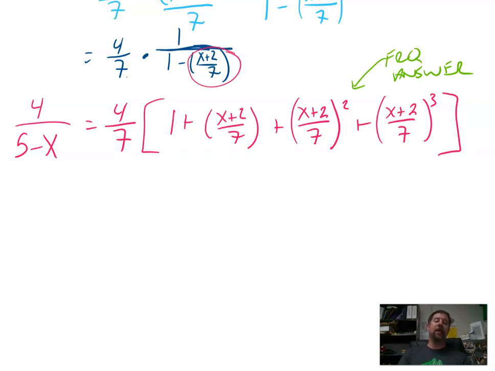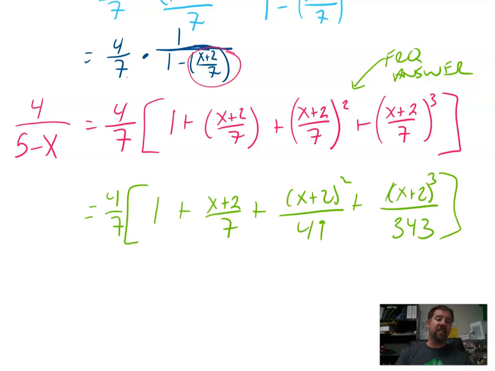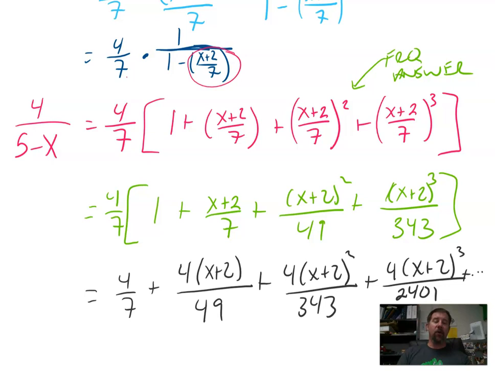However, again, I might need to do some simplifying to make it match a multiple choice. I might have to simplify my exponents, at least on the bottom parts; the top parts we leave in that x plus 2 form. And then I distribute the 4 over 7. And you get 4 over 7 plus 4 times x plus 2 over 49, plus 4 times x plus 2 squared over 343, plus 4 times x plus 2 cubed over 2,401. But that might be my multiple choice answer.